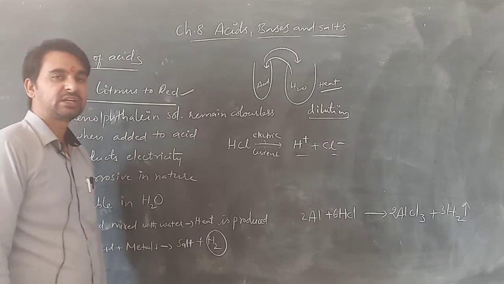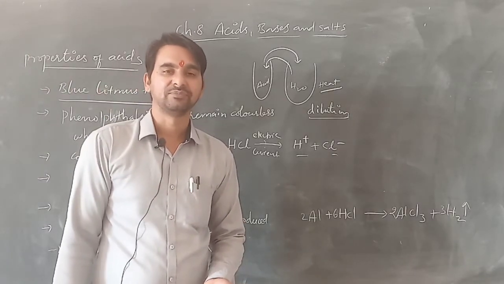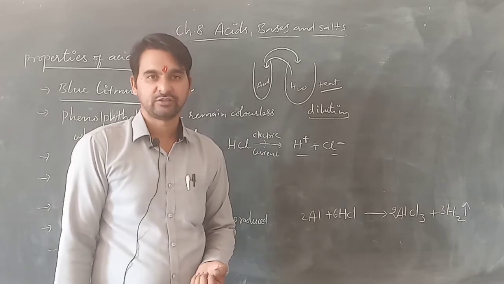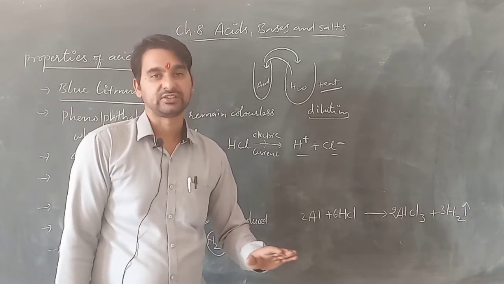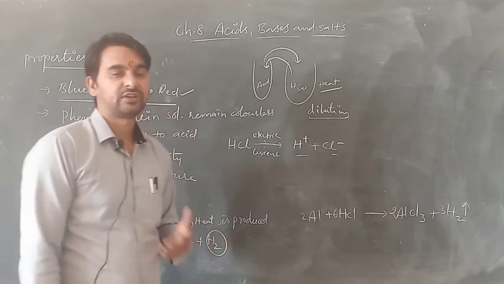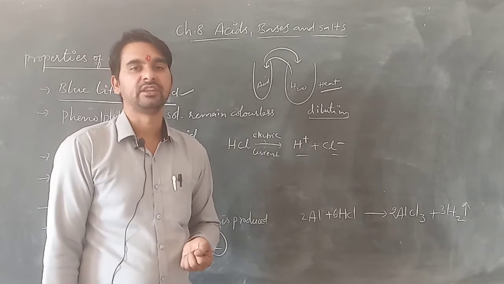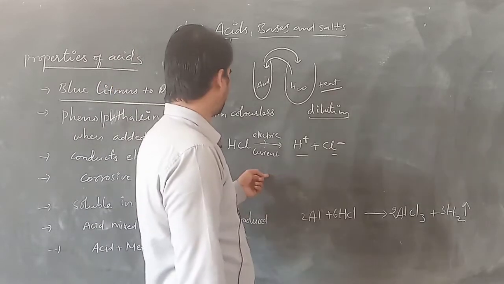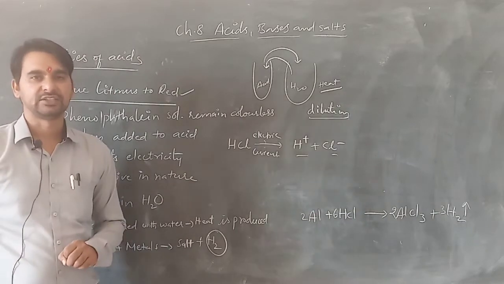But there are certain metals like copper, gold, silver, platinum. These are very least reactive metals. That means they are not going to react with acid. That's why we can wear gold and silver ornaments, because they are very less reactive in nature. Students, that is about the properties of acids.